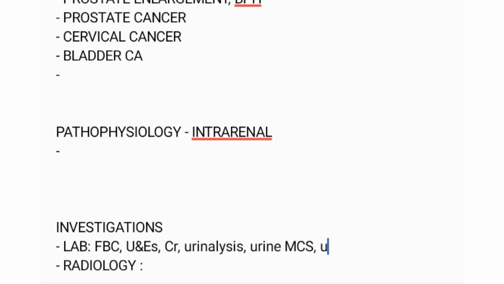Okay, so you can do urine MCS, then you can do a renal ultrasound under the radiology. Then under the lab, you can do a urine PCR, but the PCR is not for polymerase chain reaction, it's for the protein creatinine ratio. Then you can also do a urine ACR, which is an albumin creatinine ratio. Okay, you can also do a bladder scan on the radiology investigations.